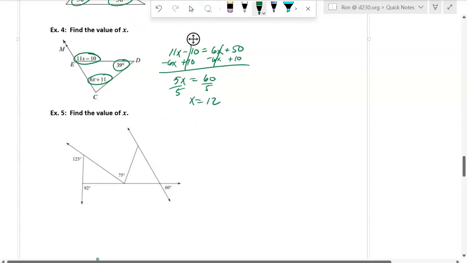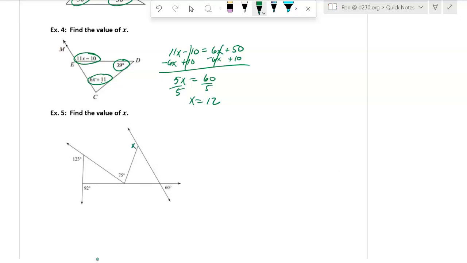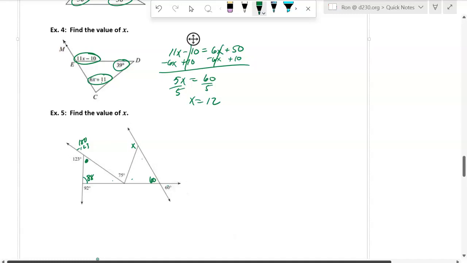Now, when you get to example 5, there's no x here, so we're going to put x right there. Now to find that value of x, what we're going to do is find all of these missing angles and just keep going. The easiest one to start with is if this is 60 degrees, that's vertical, so that's 60 degrees. Now, to find this angle, these two angles have to add up to 180. So, 180 minus 92 will give me 88 degrees. If I do 180 minus 123, that'll give me this angle. That'll be 57 degrees. Now, this triangle adds up to 180. 180 minus 57 minus 88 will give you 35. And I'm going to run out of time here.